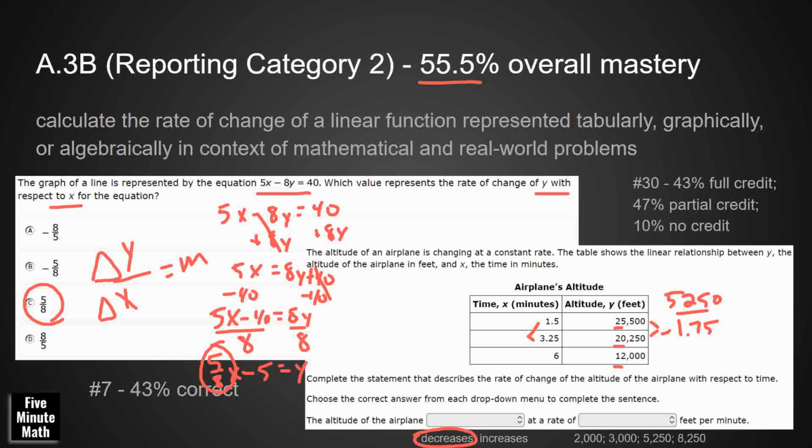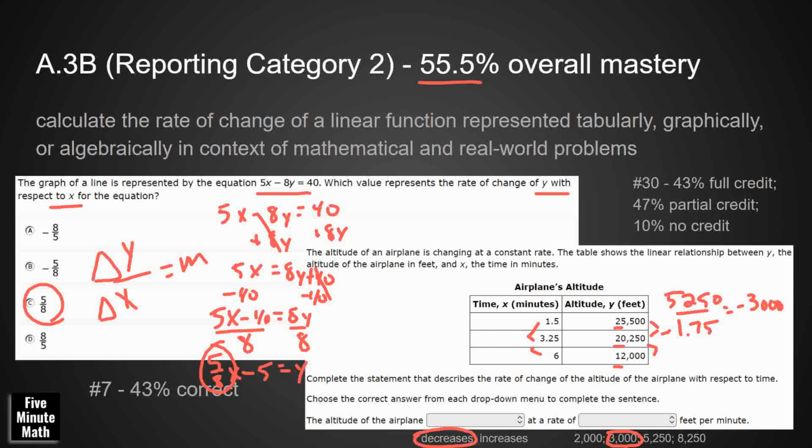So we're using the calculator on this. Obviously, we're going to divide 5,250 by negative 1.75. And what we're going to get is going to be one of those four answer choices down there. You see those provided for us: the 2,000, 3,000, 5,250, and 8,250. And so this one is actually just a very simple minus 3,000. So we will simply interpret that as decreases at 3,000 feet per minute. We would get the same thing if we were to calculate the difference between those two x's and those two y's.